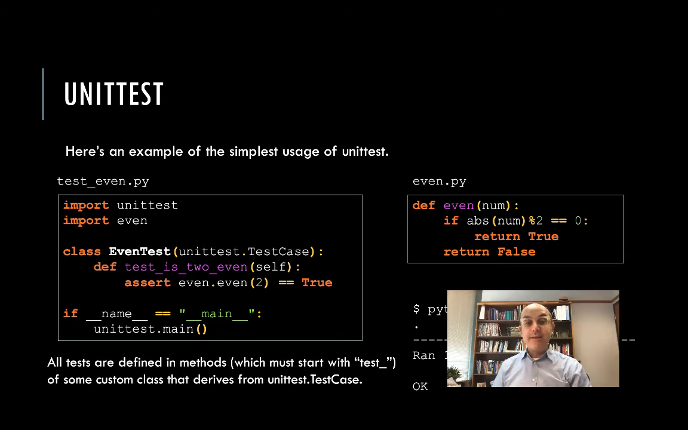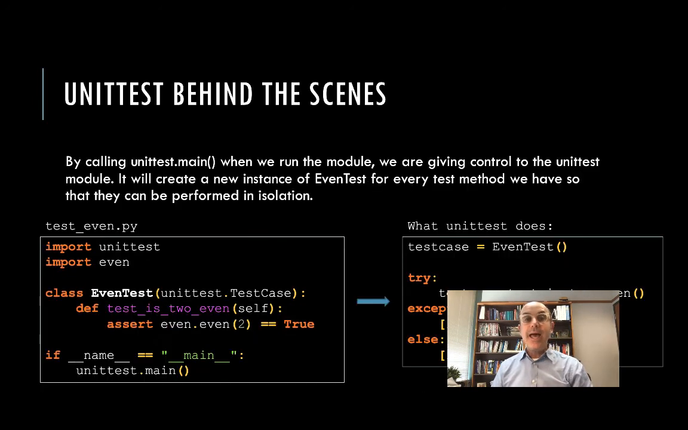So all tests are defined in methods, and all custom classes are derived from unittest.TestCase. Behind the scenes, this is what is going on: you are calling unittest.main, which runs the module and also gives us control over the module. It will also create a new instance of the test class for every test method we have, so we can perform tests in isolation, and isolation is really important.